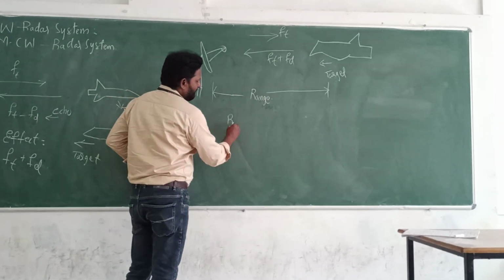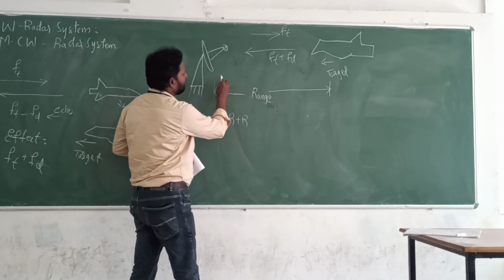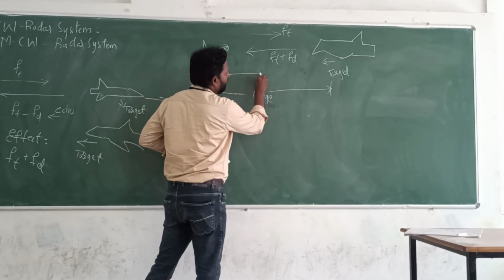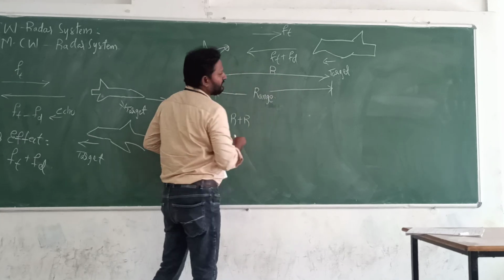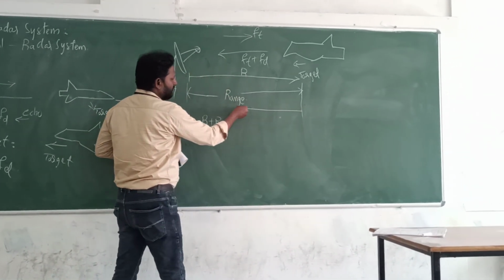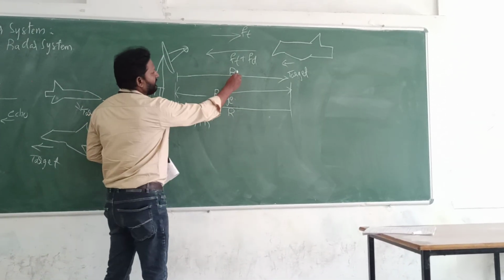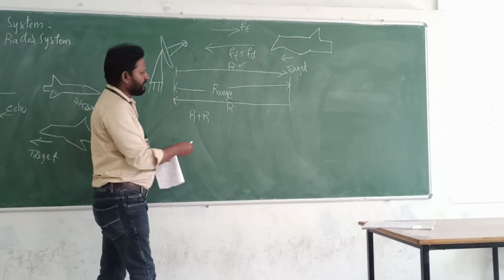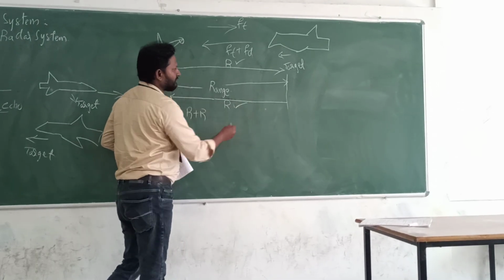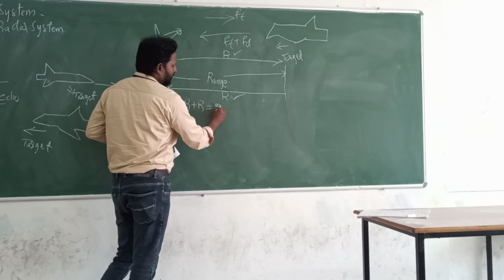So here the range will be calculated with R plus R. That means the signal we are transmitting from the antenna has to travel up to the target, that is a distance R, and the same signal has to be reflected back to our radar system with the same distance. So the reflected back signal also travels the same distance R. So the total distance is R plus R, that is 2R.